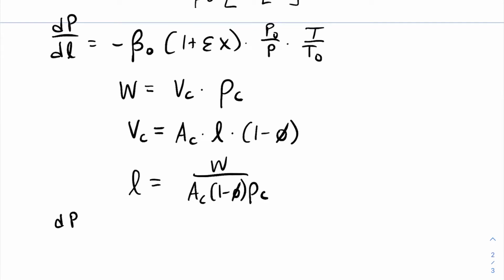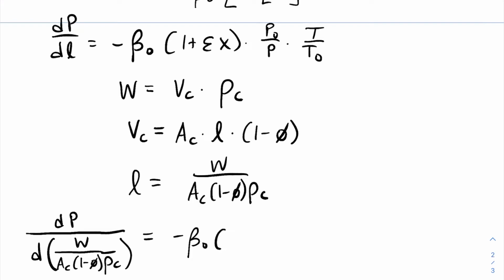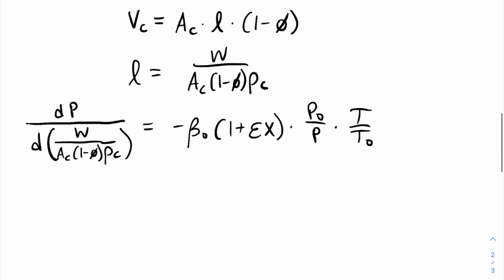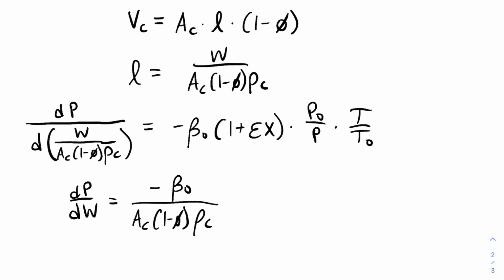So we have dP over dW divided by A_C times 1 minus the porosity times rho_C is minus beta naught times 1 plus epsilon x times P naught over P times T over T naught. Okay? And then if we pull that out of the derivative and move it to the other side, we'll get dP/dW is minus beta naught divided by A_C times 1 minus the porosity times rho_C, times 1 plus epsilon x times P naught over P times T over T naught.